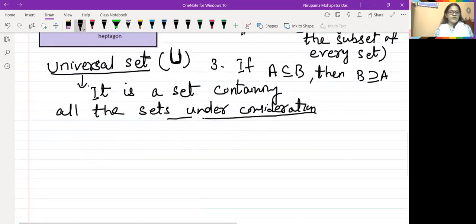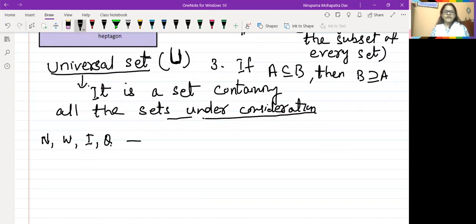If I write here the set of natural numbers, set of whole numbers, set of integers, set of rational numbers, everything is contained in the set of real numbers. It means in this case, the set of real numbers can be taken as the universal set. So basically, what do we understand from this?